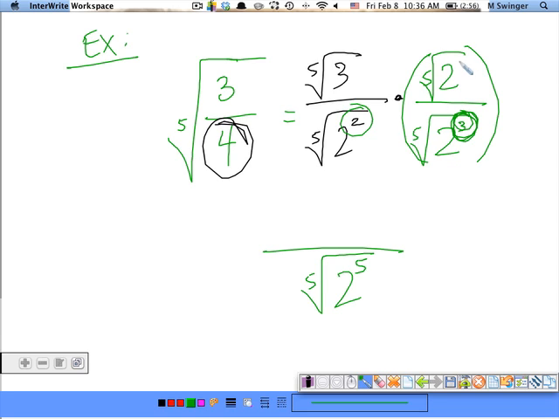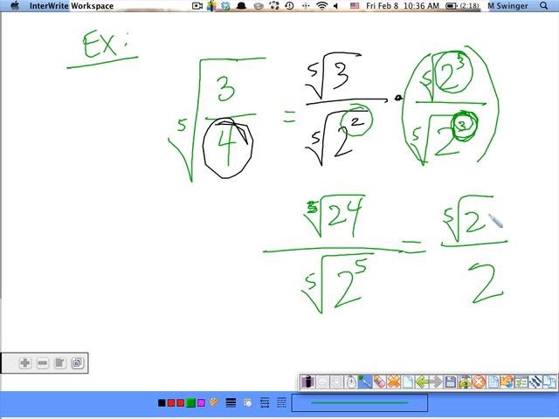Fifth root of 2 cubed up top. So multiply up top. Fifth root, we can multiply. 3 times 2 cubed, which is 8. So, fifth root of 24 up top. That doesn't simplify, but the bottom does. 2. Fifth root of 24 over 2. How many people actually got that? Not bad. Pretty good.